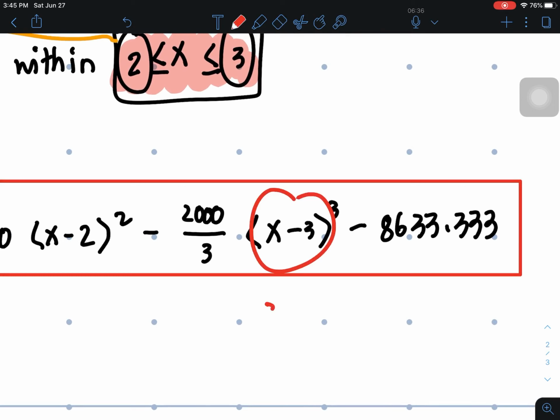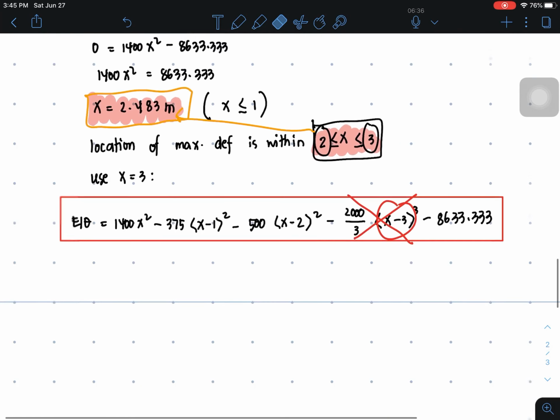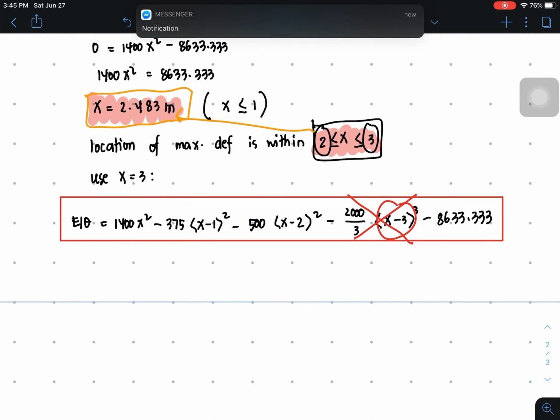If I use this, it is 3 minus 3, so this is 0. So that term is no longer involved. So there, it's no longer involved. So let's copy it again.